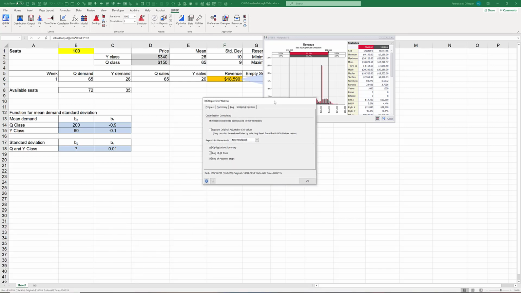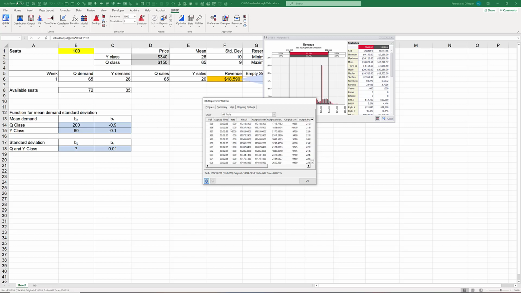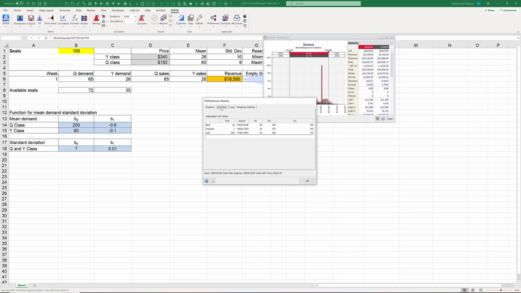Okay, now we are done. So if you look at the summary here, you see the original and then you have the best. Alright, so let's look at the log. So this gives us all the 605 trials. Okay, this is the summary log. And then stopping options, let's put it in the active worksheet, these 3.